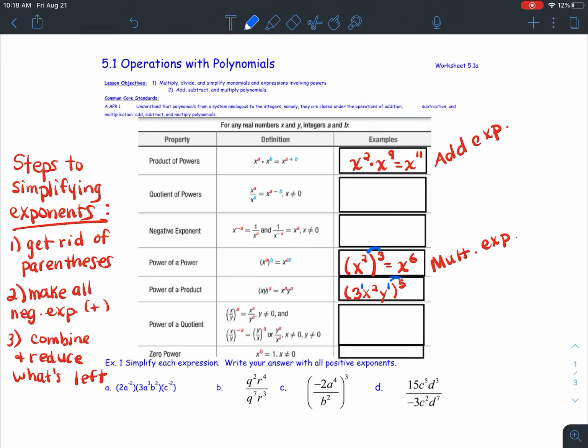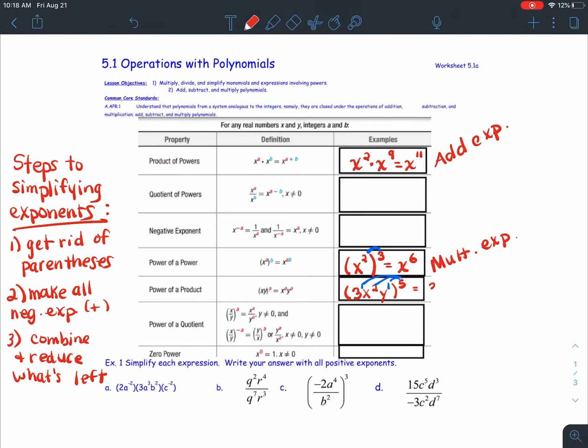Okay, now here's where you have to be a little bit careful. You are allowed to distribute that 5, that exponent, and multiply it times all of the exponents on the inside. And you'll notice I drew in these ones because a y has an exponent, it's just not visible. And even the number 3 has an exponent on it, it's to the 1st power.